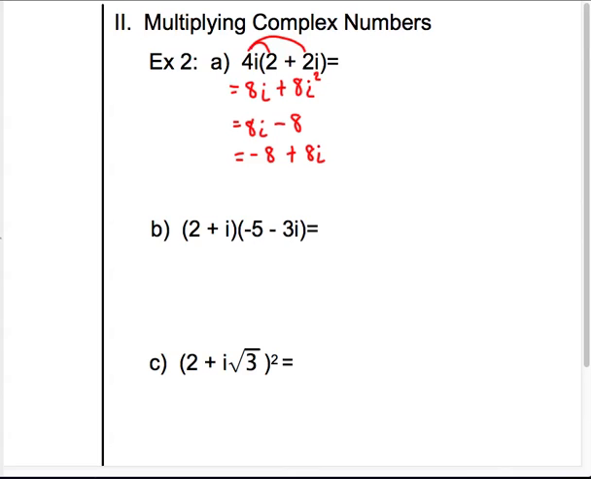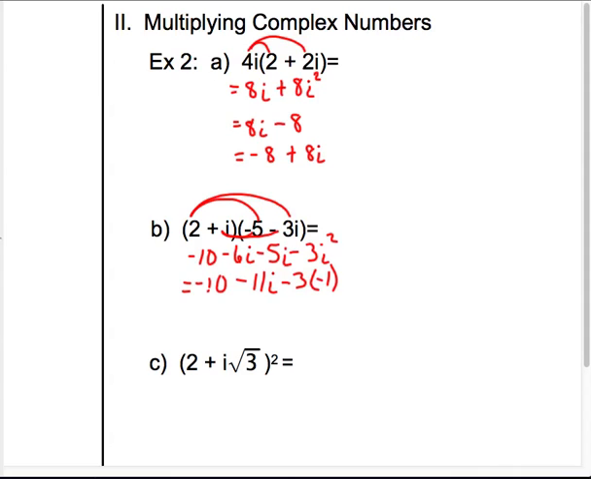For part B, we have distributive property. So 2 times -5 is -10. 2 times -3i is -6i. i times -5 is -5i. And i times -3i is -3i squared. So we have -10 as our real part. -6i minus 5i is -11i. i squared is -1, so we have -3 times -1, which is +3. Adding that 3 to the -10, we get -7 minus 11i.